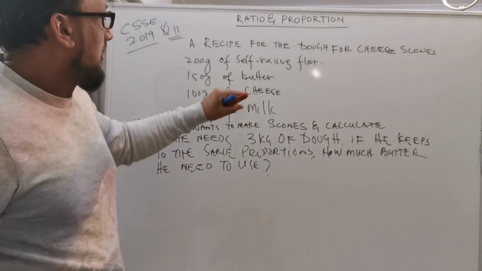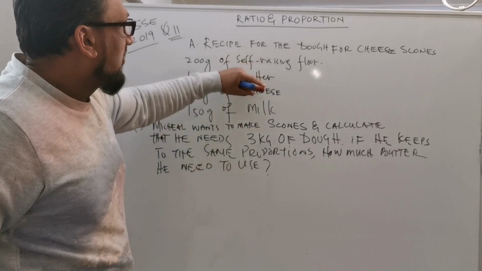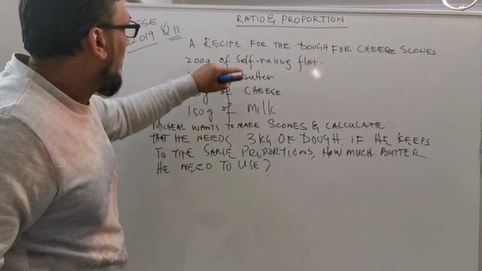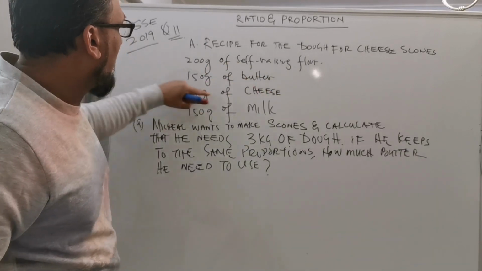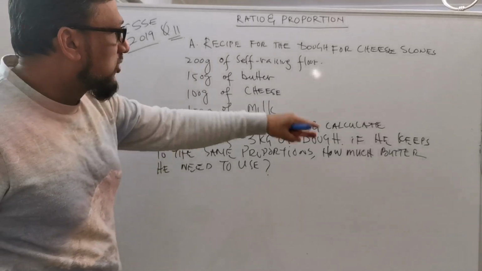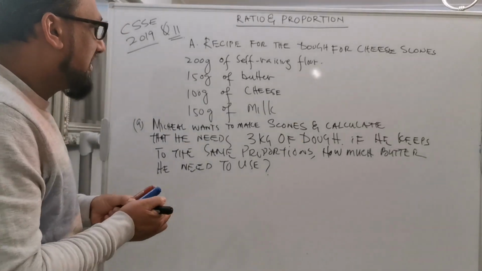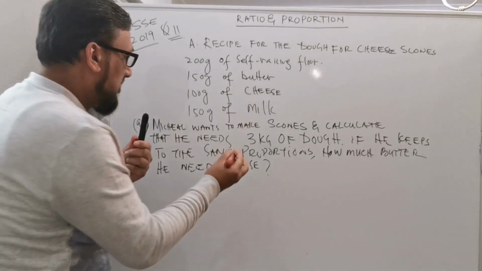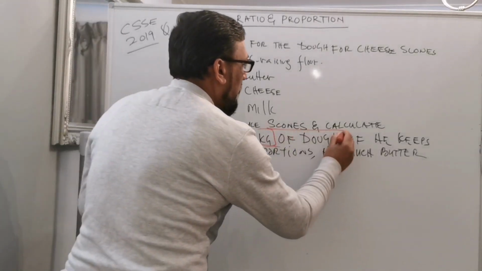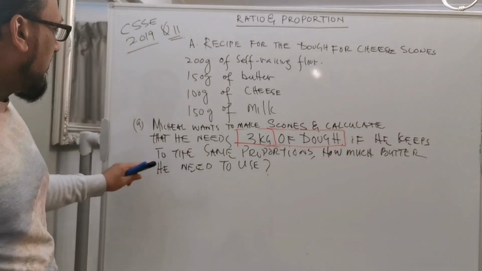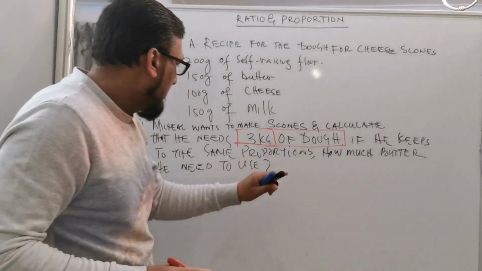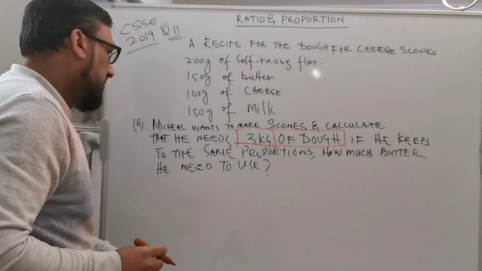So the recipe for the dough for the cheese scone is 200 gram self-raising flour, 150 gram butter, 100 gram cheese, 150 gram of milk. And Michael, to make scones, calculates that he needs 3 kilo of dough. If he keeps the same proportion, how much butter does he need to use?